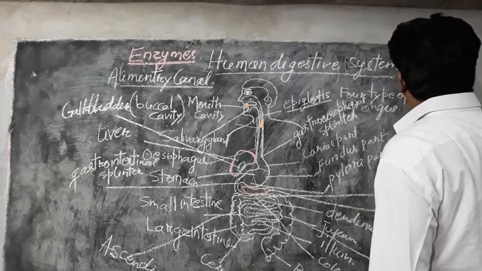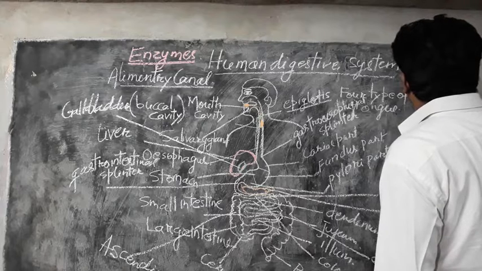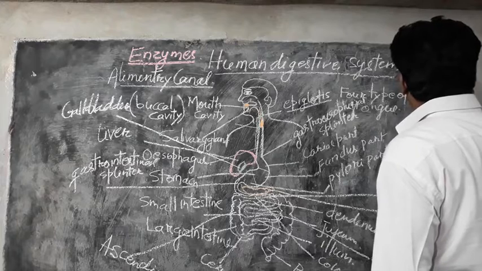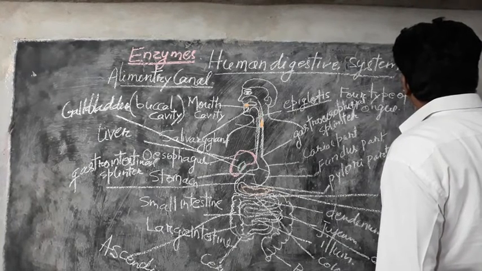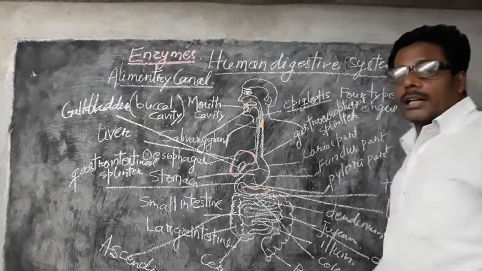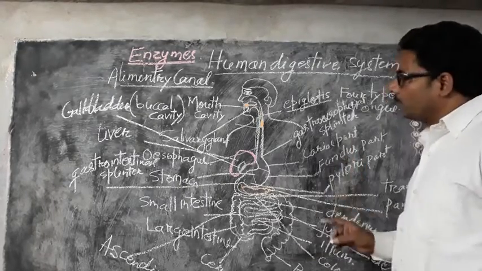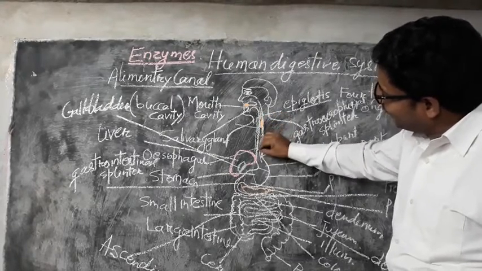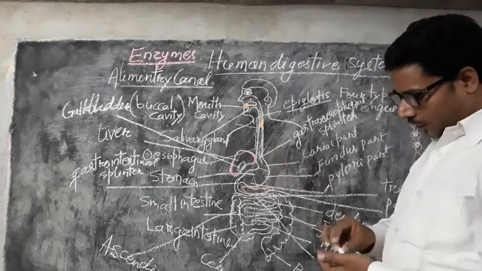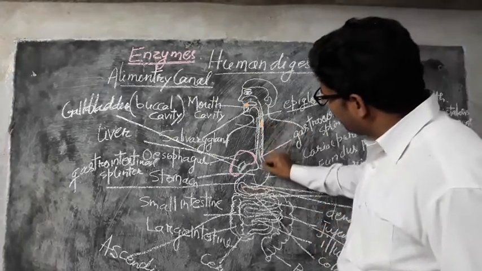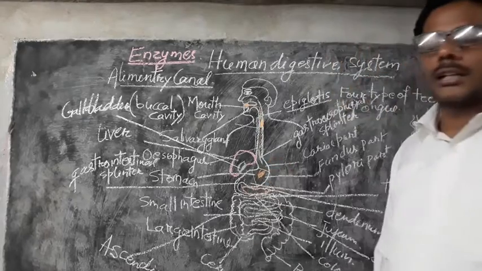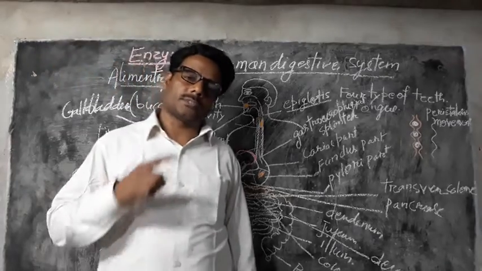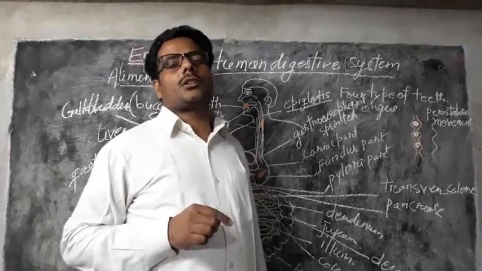What is it called? Peristalsis movement. With the help of this peristalsis movement, our food passing through the esophagus reaches a bag-like structure called the stomach.